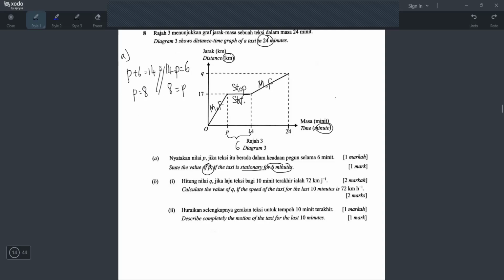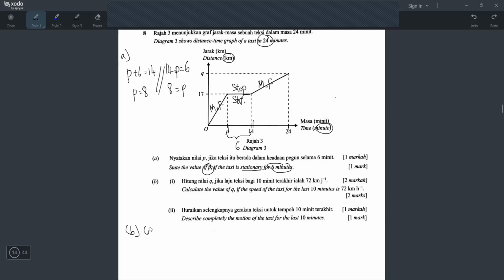Okay, do I have to explain? Because the difference here and here is 6, right? So when you take 14, 14 is this whole thing, right? And then minus P will give you 6. So 14 minus P is 6, right? Or you can also write P plus 6 equals 14. Yeah, it's the same, right? Okay, hope you understand. Now we continue with the B question.